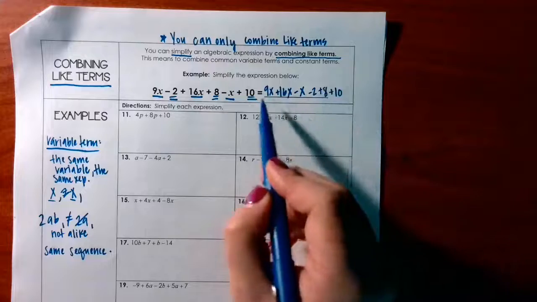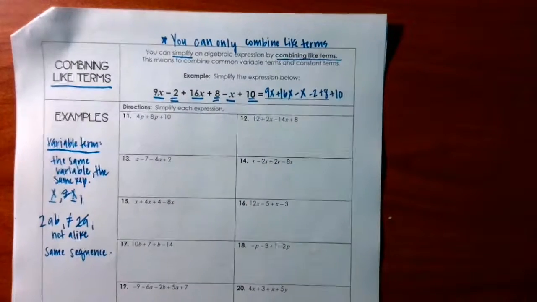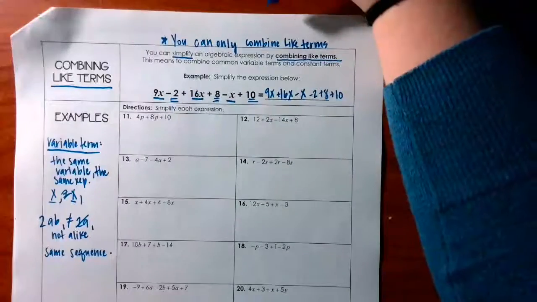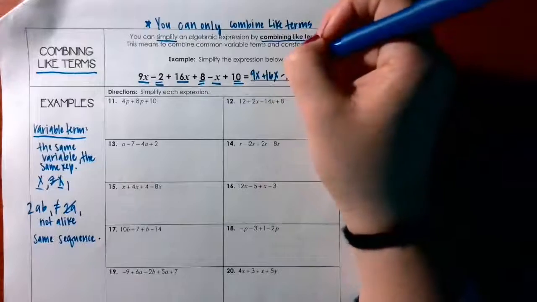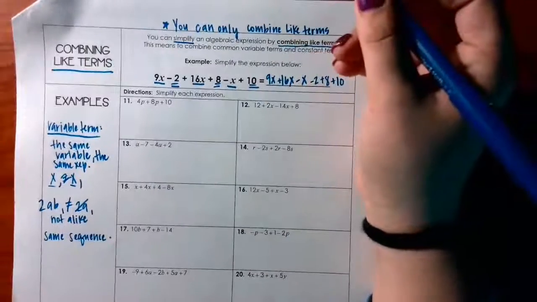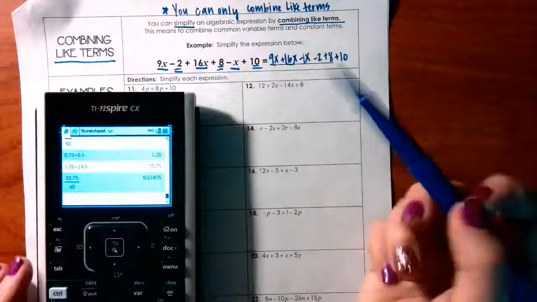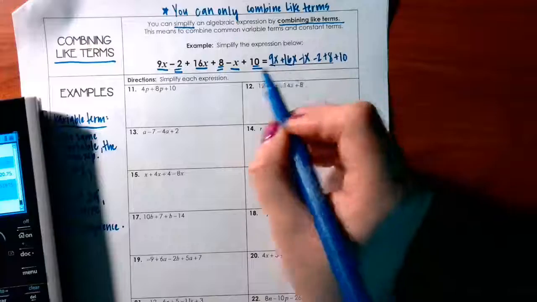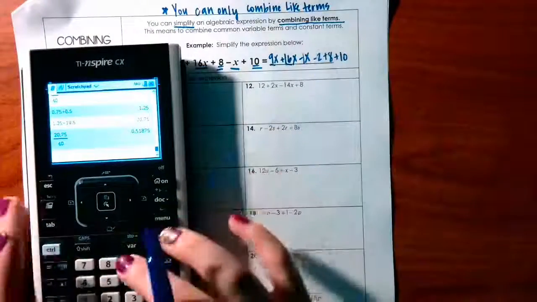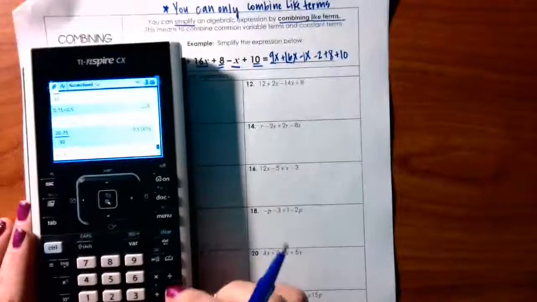Now I can combine them. So 9 plus 16. So 9 plus 16 minus that 1, don't forget. So if I look at my calculator, now how we add and combine like terms is we add, if it's a variable term, we add the coefficients together. So I've got 9 plus 16 minus that 1.